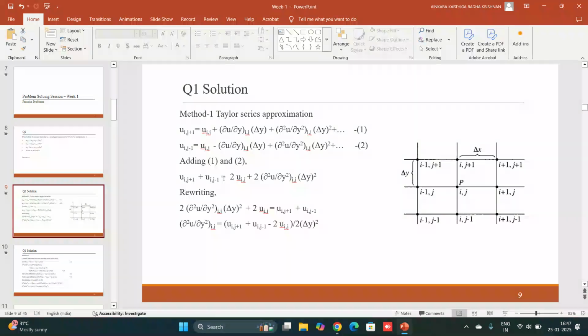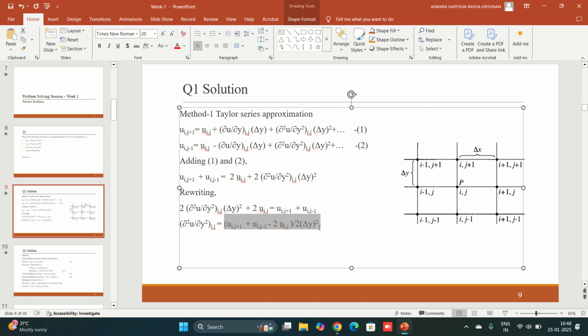I'm talking about this only. So we have ∂²f/∂x² plus ∂²f/∂y². For ∂²f/∂y², we have 3 points: j plus 1, j, and j minus 1. So these are all the coefficients we will have.